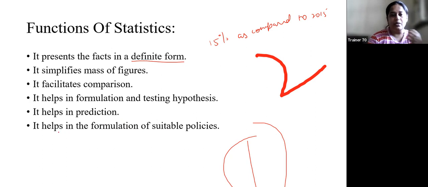It helps in the formulation of suitable policies. The insurance company is the best example for this. So the entire insurance company is based on statistics. Statistics की help से ही वो अलग अलग तरह की policies formulate कर सकते हैं. उसी की help से उन्हें idea लगता है किस policy में कितना premium होना चाहिए, किस policy का कितना tenure रहना चाहिए. So all these are done with the help of statistics. Any problem to anyone till here?